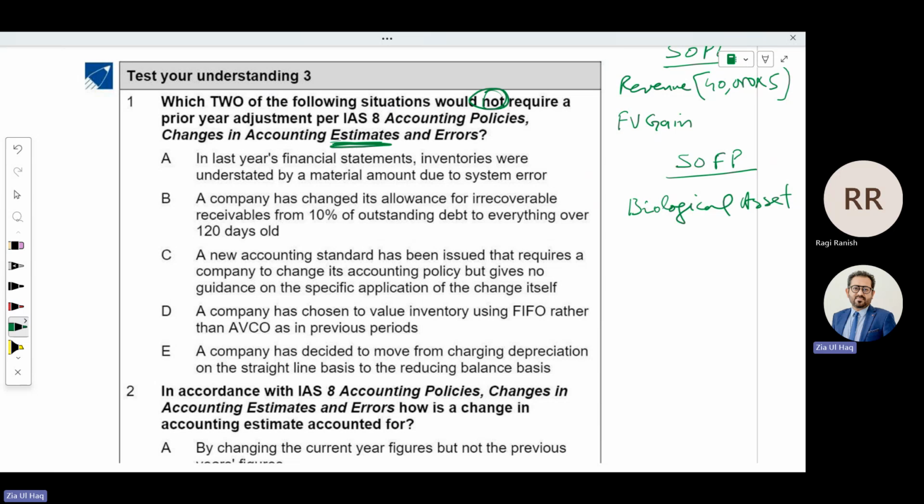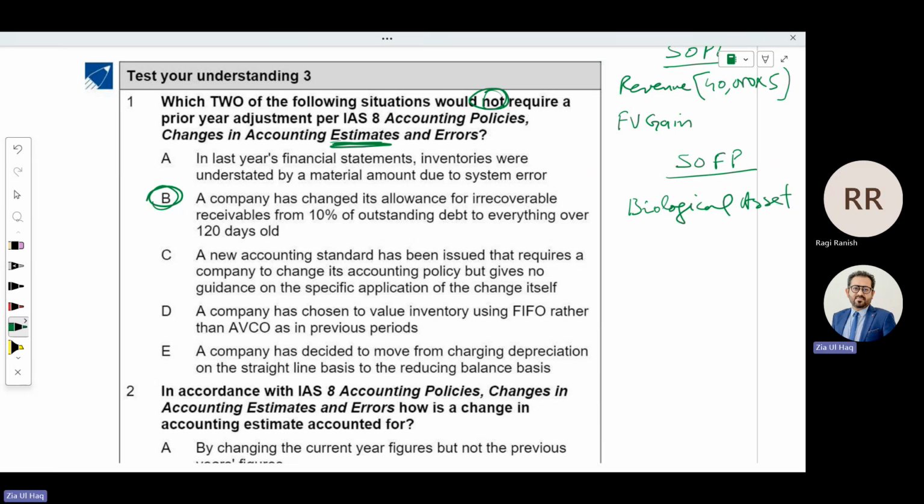This means you need to identify the estimate changes. A. In last year's financial statements, inventories were understated by a material amount due to a system error. This means prior adjustment is required, like the question we covered, where we adjusted the closing inventory in last year and current year and adjusted retained earnings. B. A company has changed its allowance for irrecoverable receivables from 10% of outstanding debt to everything over 120 days old. This allowance for receivables is an estimated figure, so this doesn't require any prior adjustment because it is an estimate change.